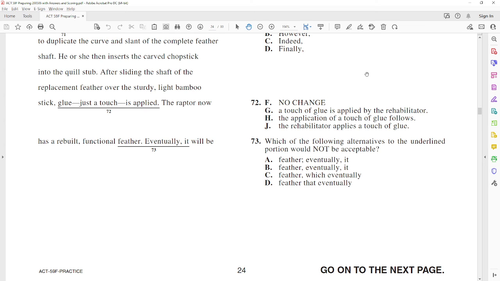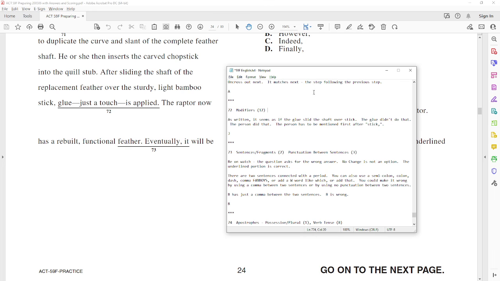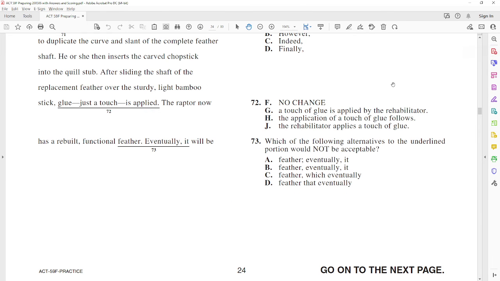The rehabilitator is who slides the shaft of the replacement feather. So the next noun mentioned has to be whoever was sliding the shaft. Has to be what the intro phrase is talking about. That is J. Boy, good thing I thought about that one for a second, and there it is. The answer is indeed J. Good thing I thought about that for a second because I thought this was about essential, non-essential, and I wasn't paying attention to glue being a mixed modifier. The glue isn't what slid the shaft of the replacement feather over the sturdy, light bamboo stick.